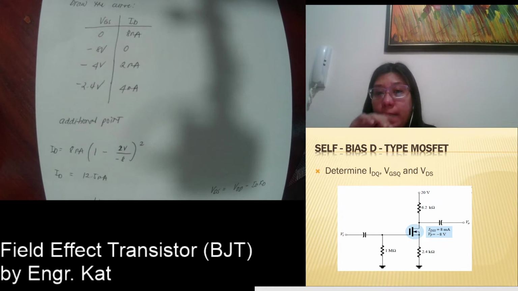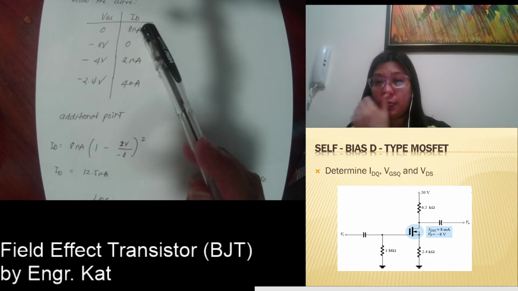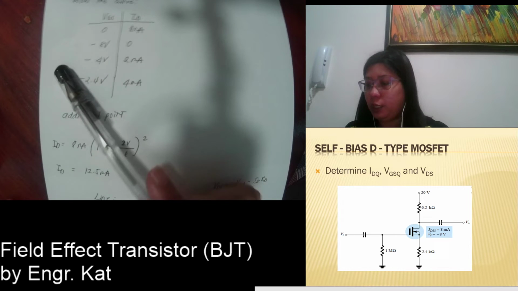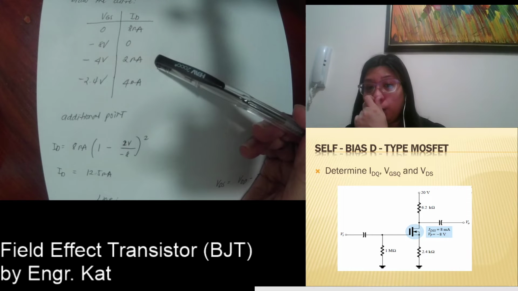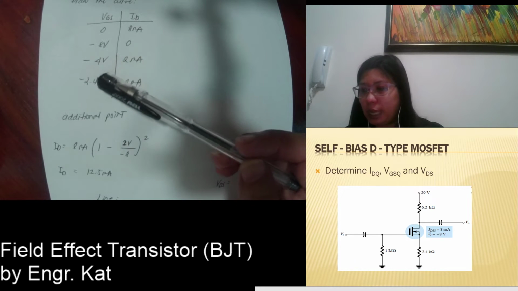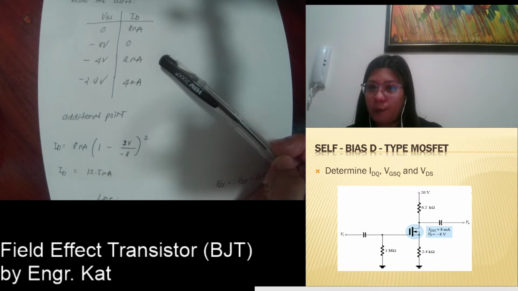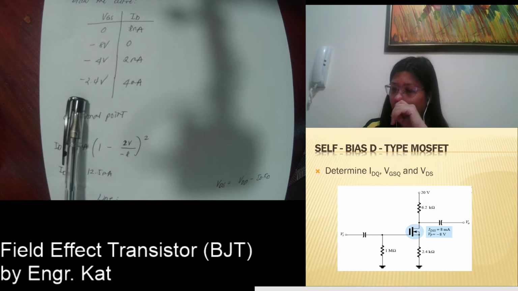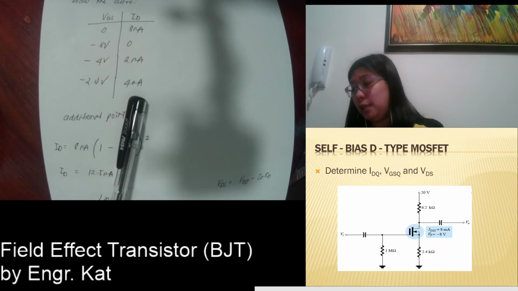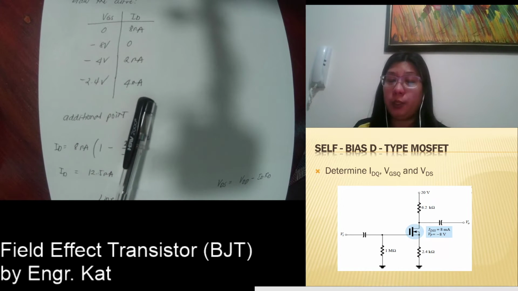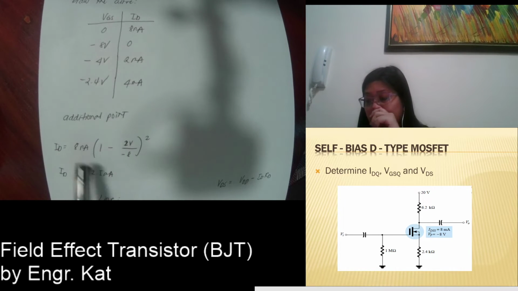Okay? So here, first step, you draw the curve. You have to draw the curve from your IDSS, which is 8 milliamperes, and your VP, which is equal to negative 8 volts, okay? And then you have additional points: when your VGS is half of VP, which is negative 4, your ID is 1/4 of your IDSS, which is 2 milliamperes. When your VGS is 0.3 of your VP, which is negative 2.4 volts, your ID is 1/2 of your IDSS, which is 4 milliamps. So the difference between a D MOSFET and a JFET is the additional point.